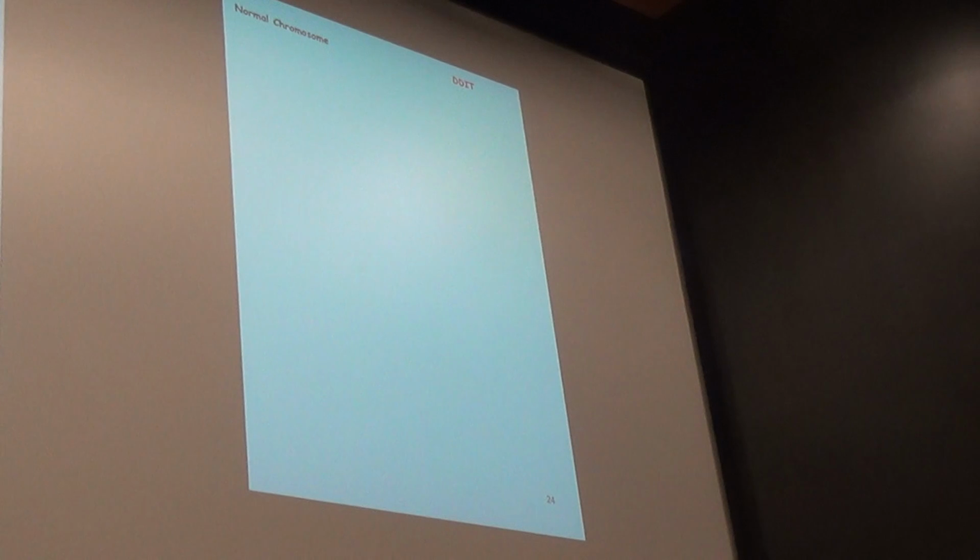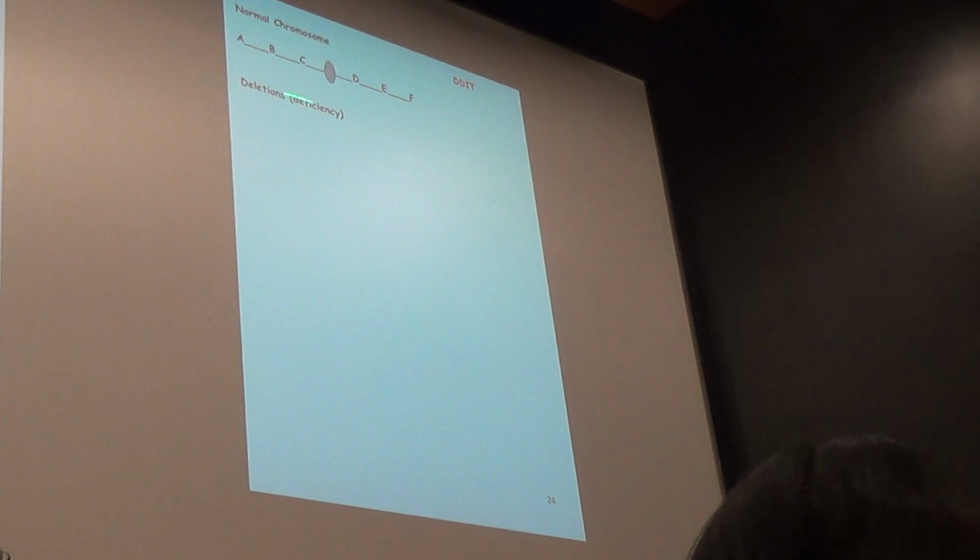Okay. So here's a normal chromosome. This is a hypothetical chromosome. Let's imagine it has 5 or 6 different bands, these dark and light stained bands. Call them A, B, C, D, E, and F. This circle here is the centromere. I'm just drawing it as a single line. Of course, these are diploids, but we'll initially just focus on one chromosome.